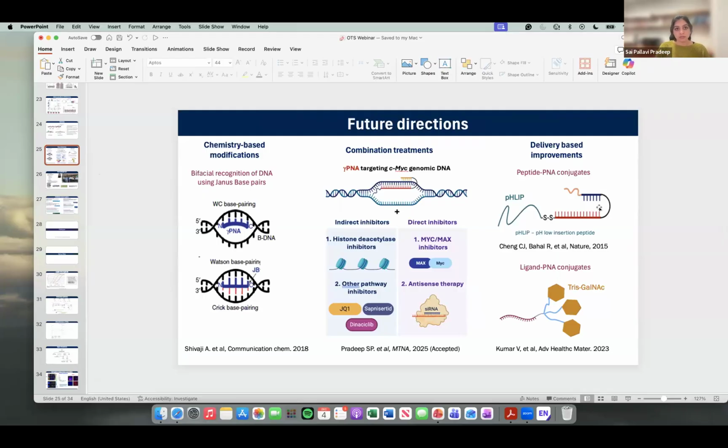Yeah. So a question from the chat. You used the nuclear localization signal. But are there any other ways to direct the PNAs to the nucleus rather than using these NLS?